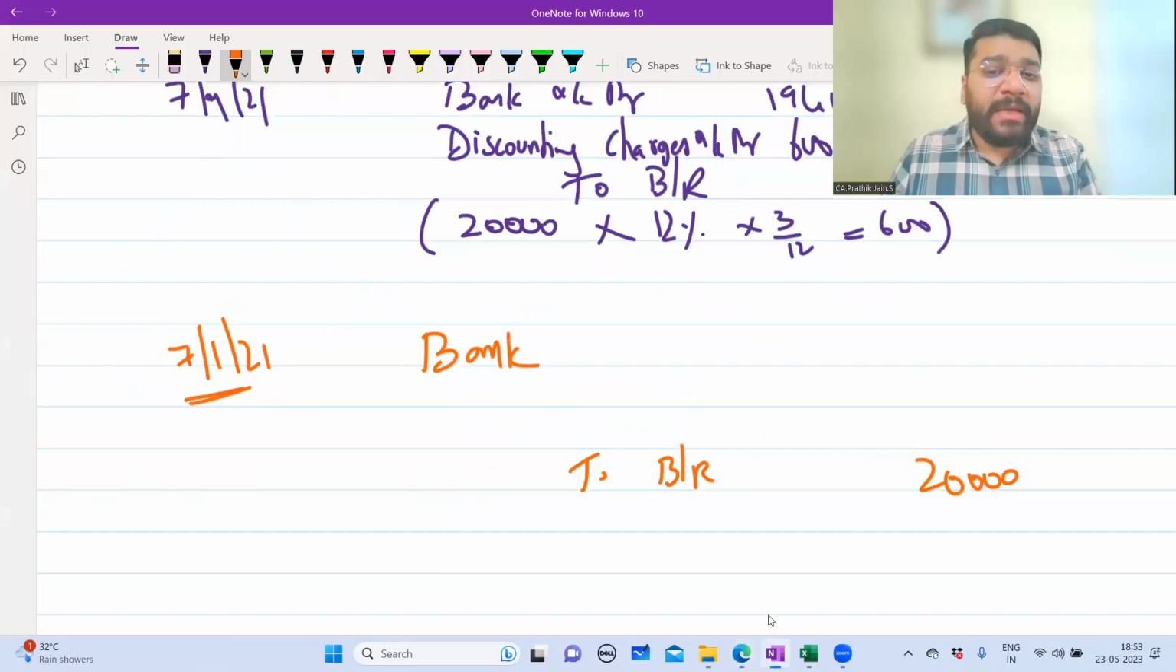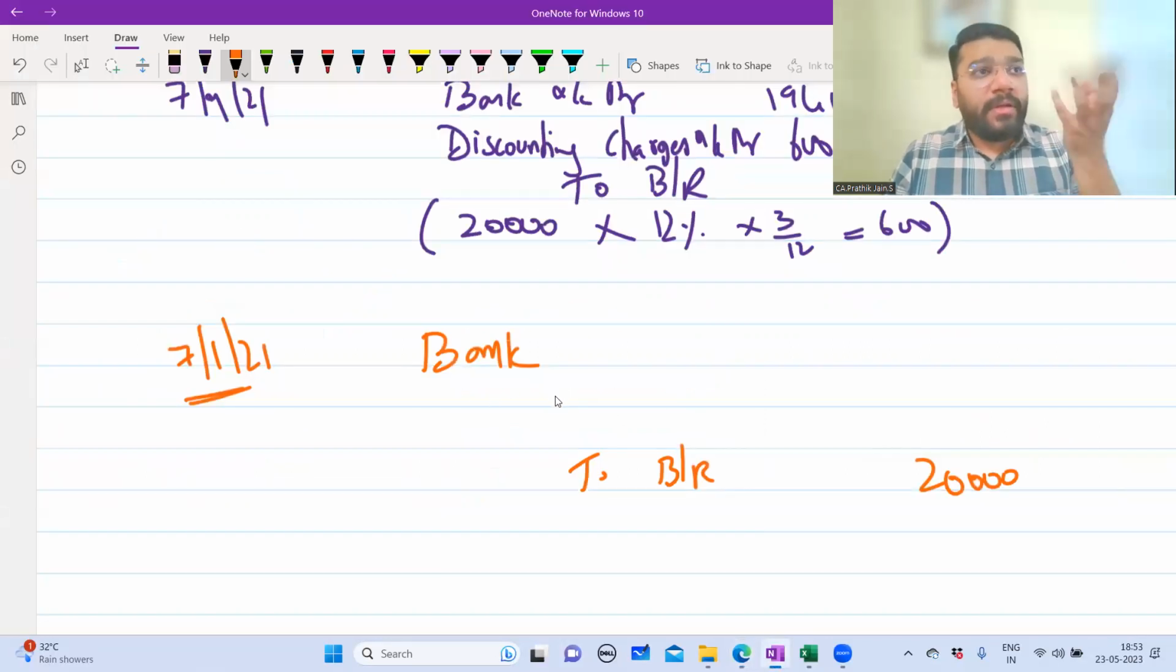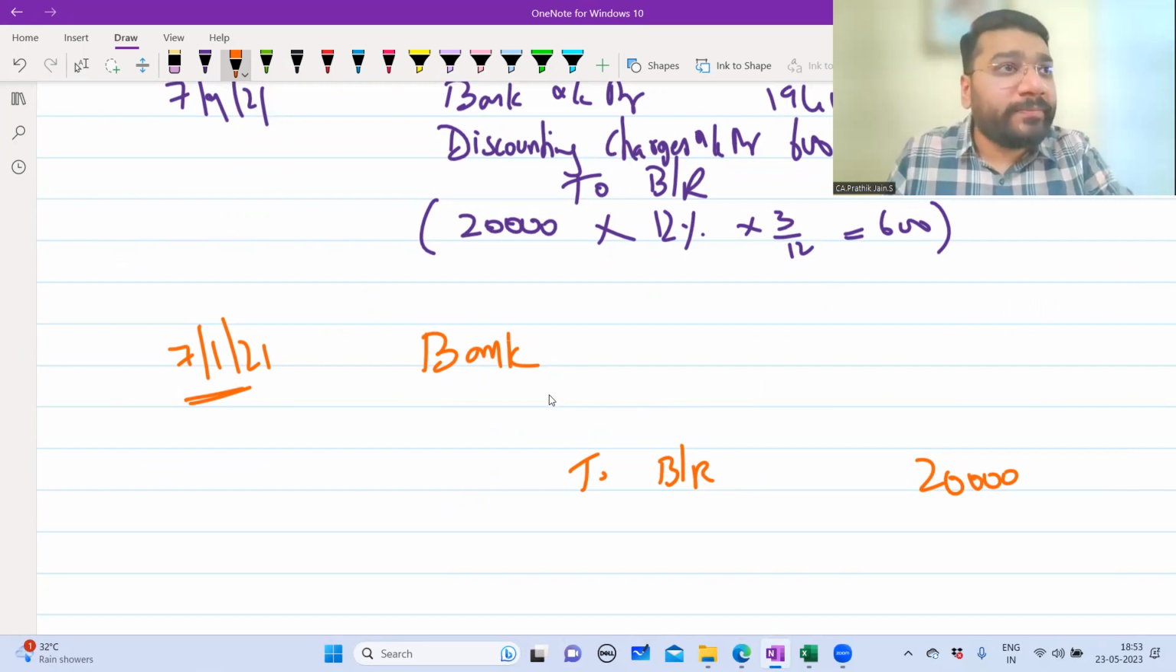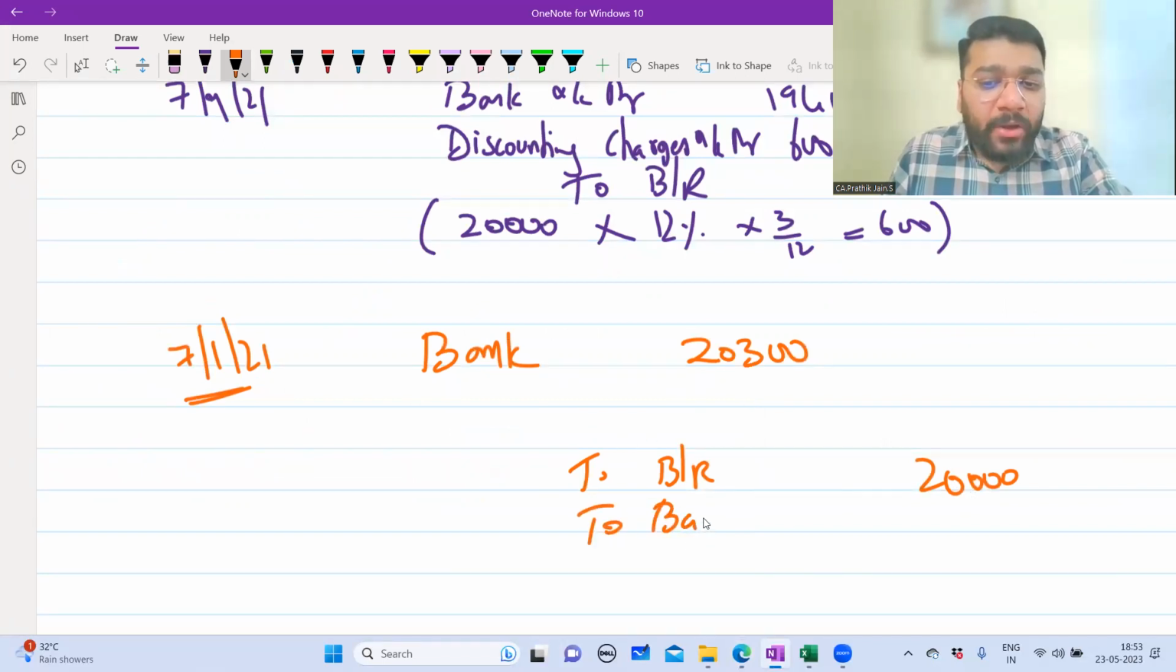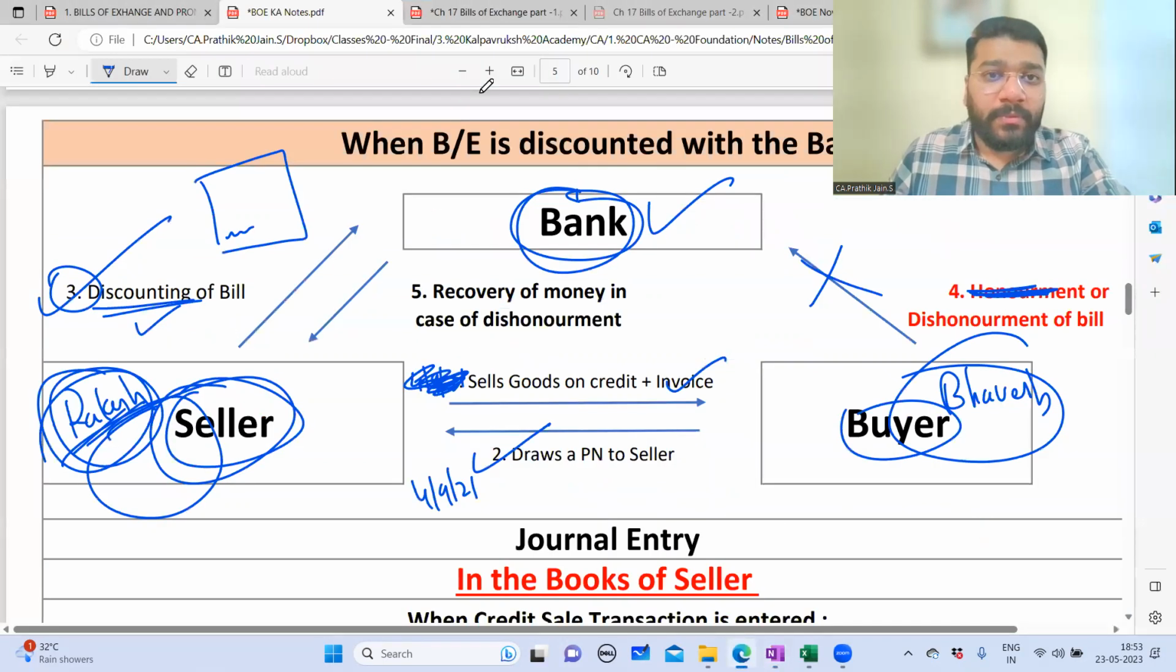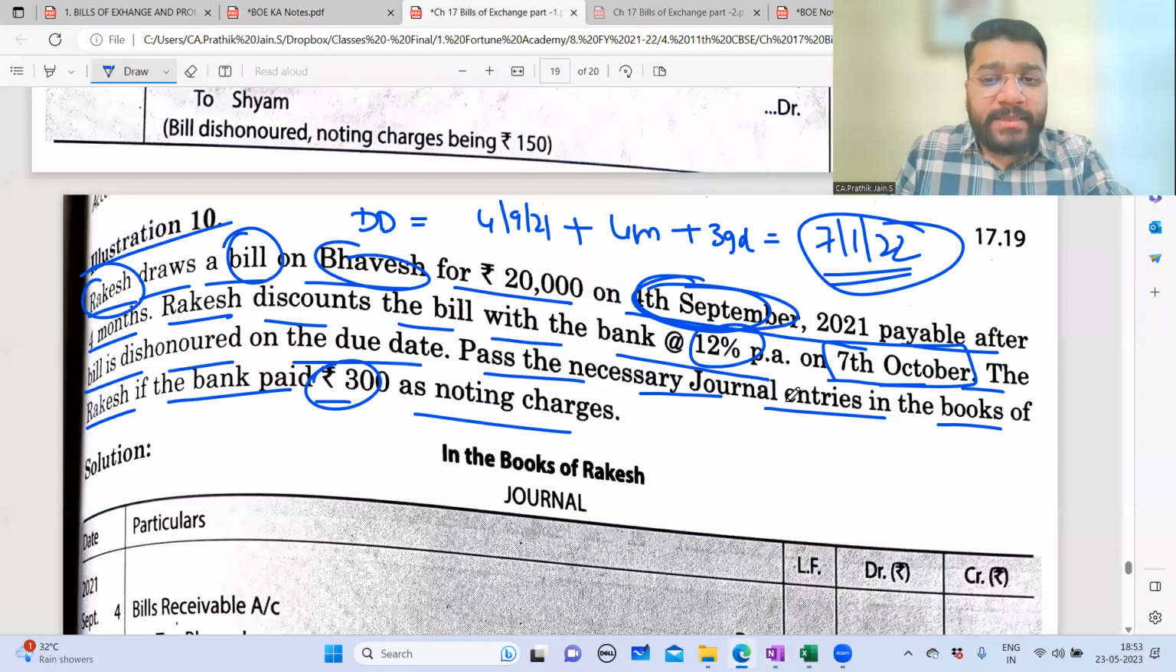So now, guys, how much money will the banker take from the bank account? 20,300. So to bills receivable is 20,000, to bank or cash is 300. Is there any change? Pass the necessary journal entries in the books of Rakesh if the bank paid 300 as noting charges.